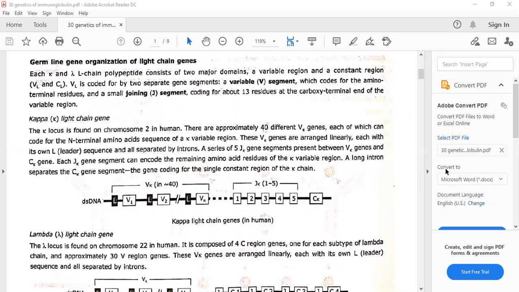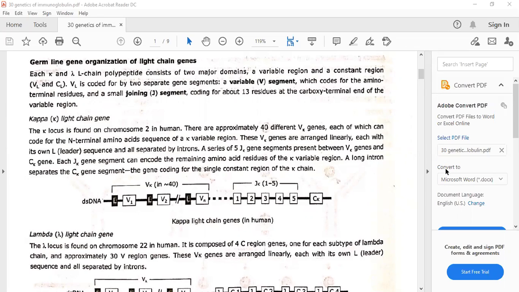Genetics of immunoglobulin. It means we are going to discuss the gene organization of the antibodies. So as we know, an antibody has a heavy chain and a light chain, and they have a variable region and a constant region.